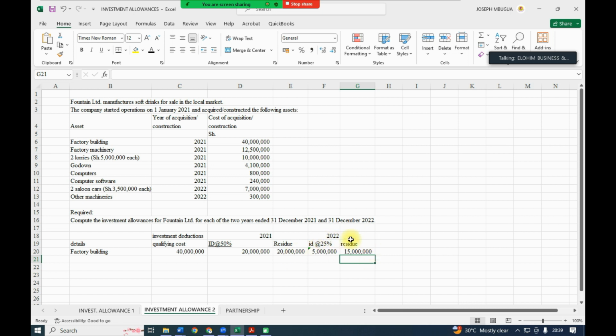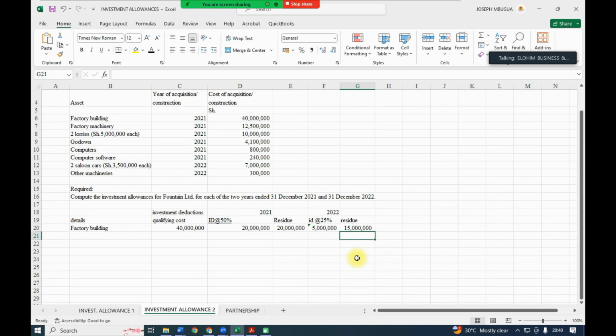Like here, already our residue is 15. 2023, 50% will be 5,000. You minus here, you remain with a residue of 10. 2024, you remove another 5, you remain with 5, and 2025, you remove 5, you remain with 0. So that way, the second and subsequent is 25% on the residue, the first residue value that we get.